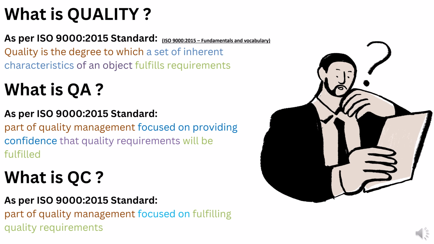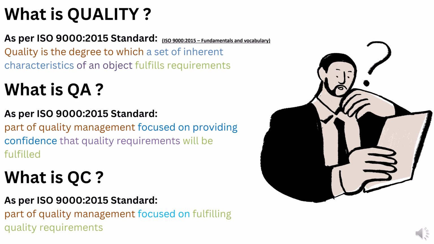Next, what is the definition of quality assurance or QA? As per the ISO 9000:2015 standard, the definition of quality assurance is: part of quality management focused on providing confidence that quality requirements will be fulfilled.